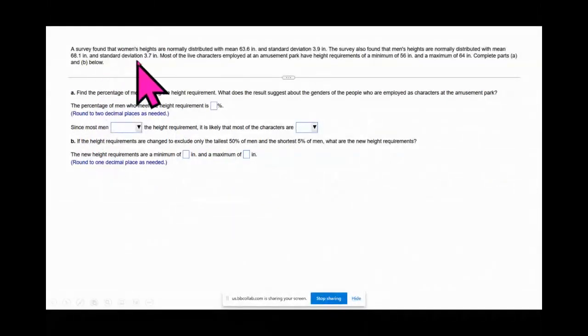yeah. A survey found that women's heights are normally distributed with mean that and standard deviation that. The survey also found that men's heights are normally distributed with mean that and standard deviation that. Most of the live characters employed at an amusement park have height requirements of a minimum of 56 inches and a maximum of 64 inches. Okay, complete parts A and B below. Find the percentage of men meeting the height requirement. What does the result suggest about the gender?